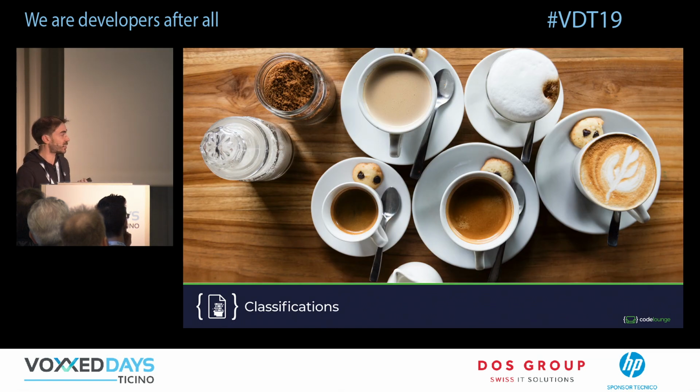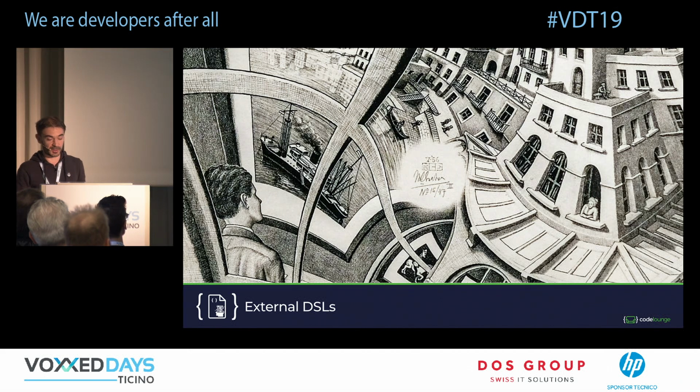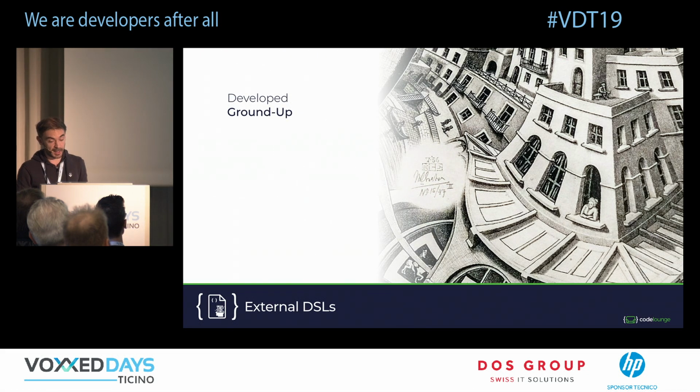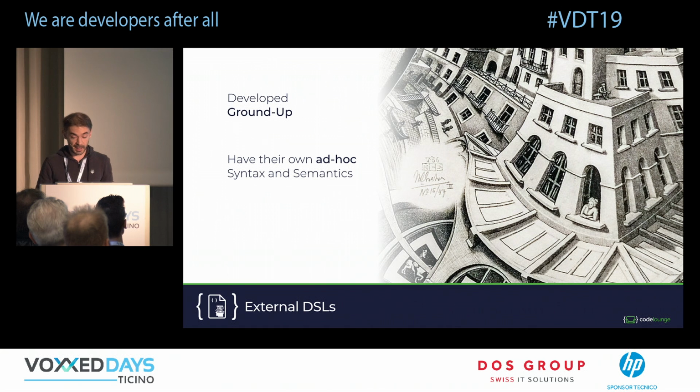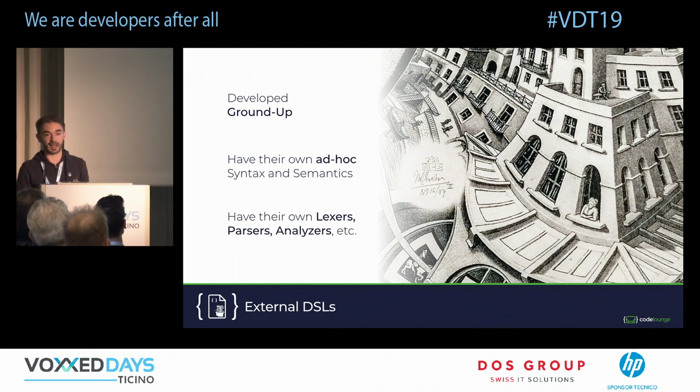Let's briefly talk about classifications, just because I'm going to tell you also what I'm not talking about today. External DSLs are the first form of domain-specific languages, which are essentially developed from the ground up. They have their own ad hoc syntax and semantics, and their own lexers, parsers, and analyzers. To build something like that, you need to be a language engineer. You really need to know how to construct a parser, how to create a syntax highlighter if you do it manually, or to use, in some cases, language workbenches that will help you construct all these tools, the whole pipeline of tools for the DSL.